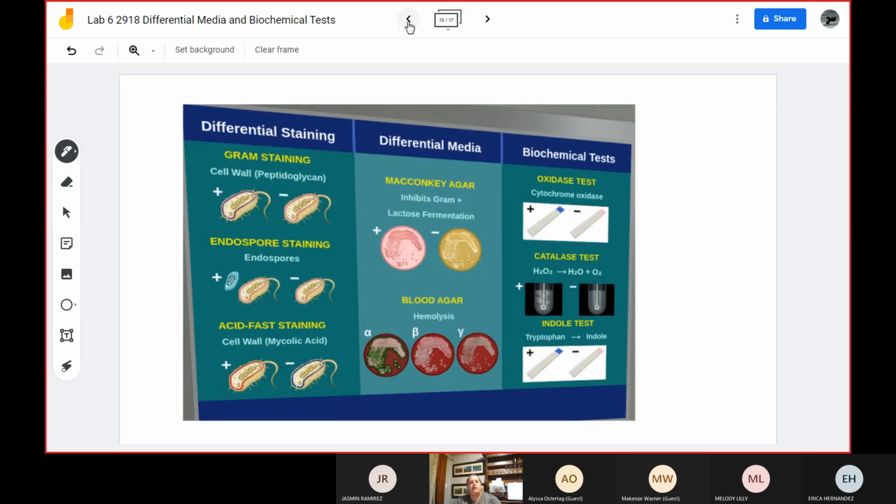So those were the 12 tests that we started with at the beginning. This is how some of the tests that you're going to be doing in the simulation look. You're going to be going over your differential staining, which we haven't talked about, but remember, we had those 6 different stains that we used. Then differential media and our biochemical tests. So we just learned 12 different differential media and biochemical tests, some of which you will use within the simulation.